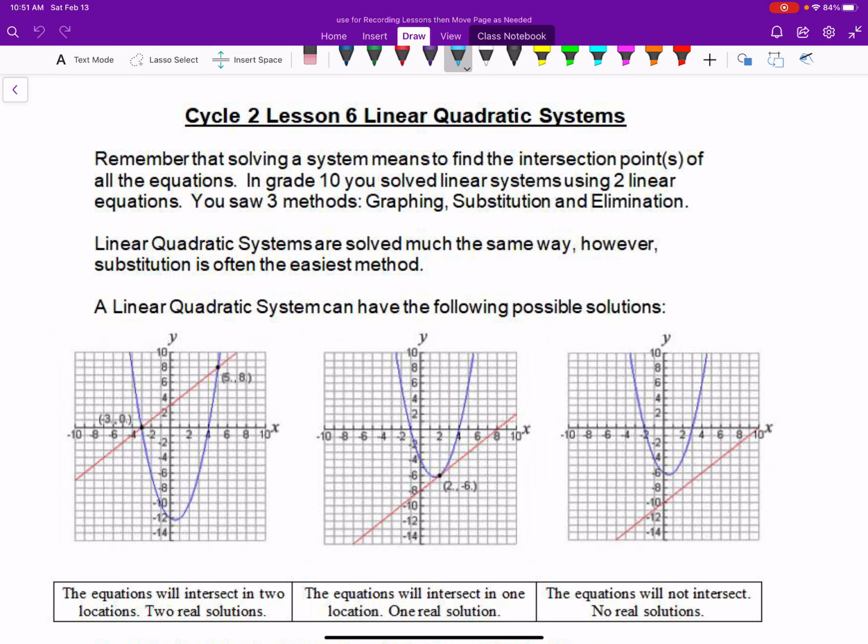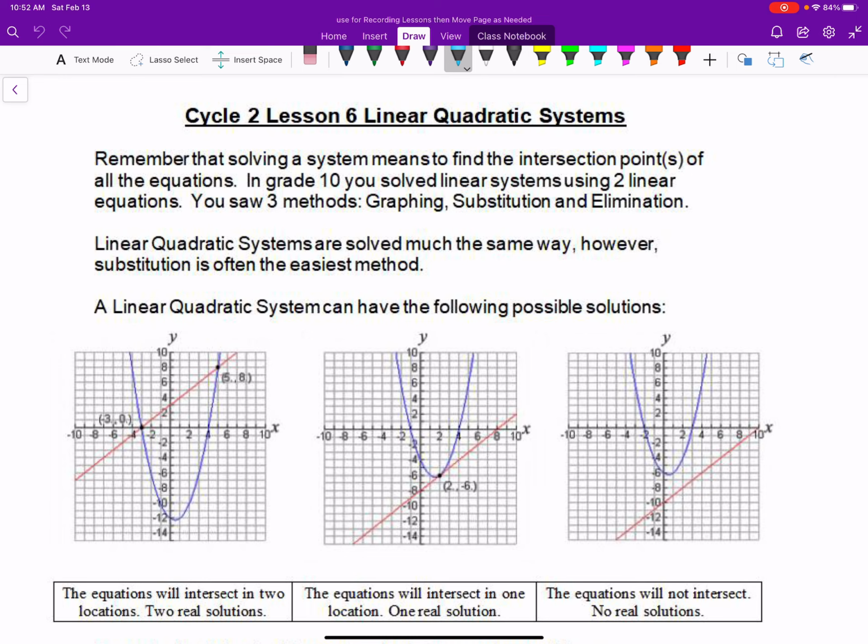In other words, we're trying to find that point that satisfies both equations. If they're linear, they're going to cross in one point. There's going to be an x and y coordinate, and that's the only point that's on both lines. That's what makes it the solution.